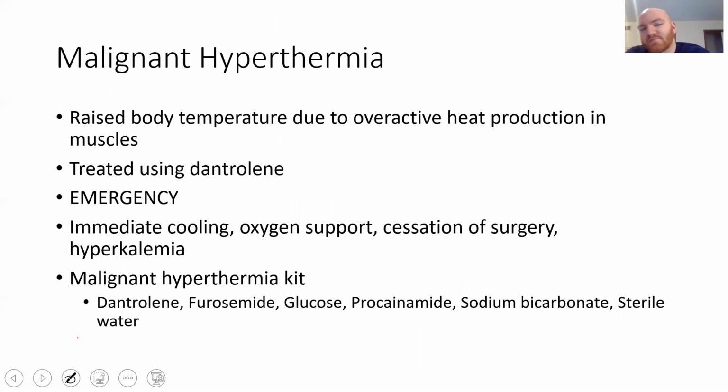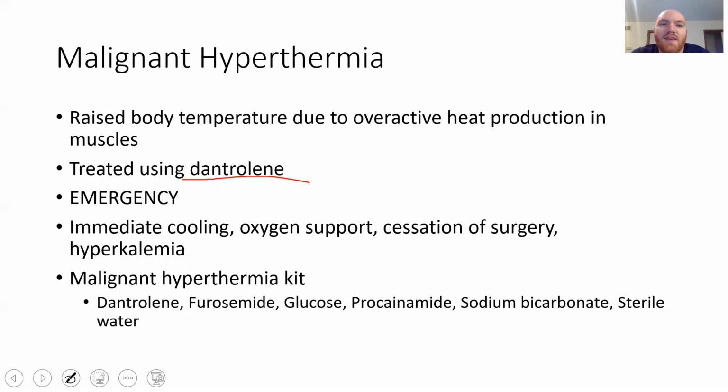So one of the concerns with surgical anesthesia is malignant hyperthermia. This is due to a genetic mutation in ryanodine receptors, where the person will have overactive heat production when their muscles contract. Whenever the person is undergoing anesthesia, they can end up continuously trying to contract their muscles, and then they can overheat themselves very quickly. So that is treated using the drug dantrolene, which will break them out of that loop and stop the muscles contracting.